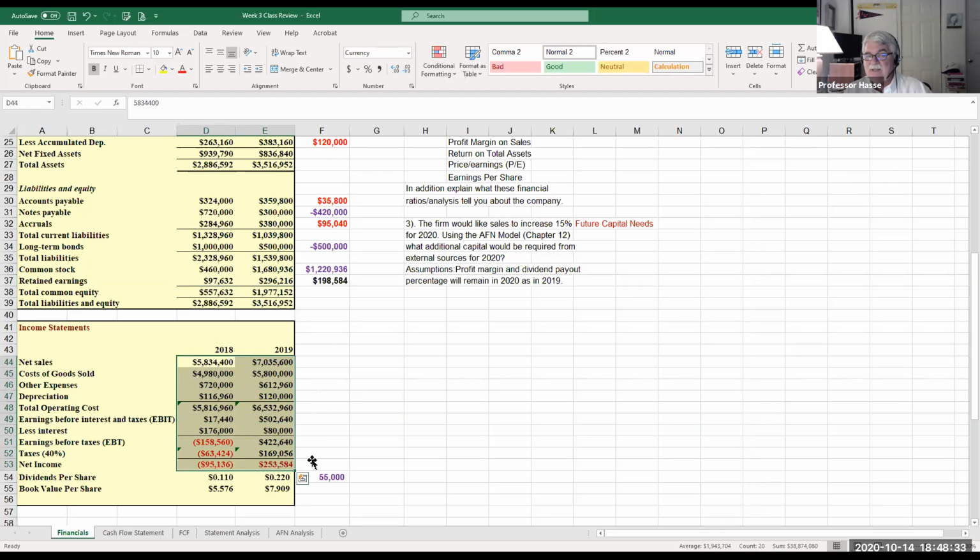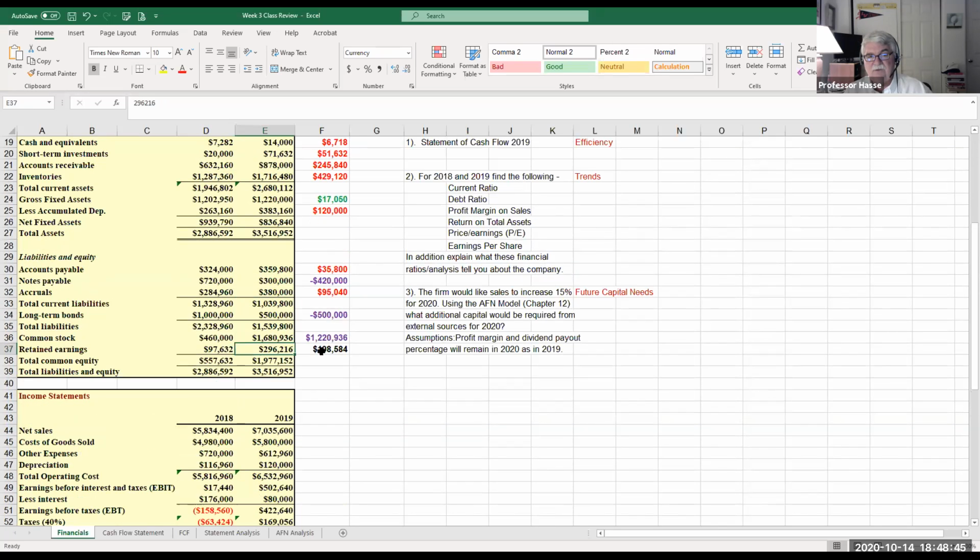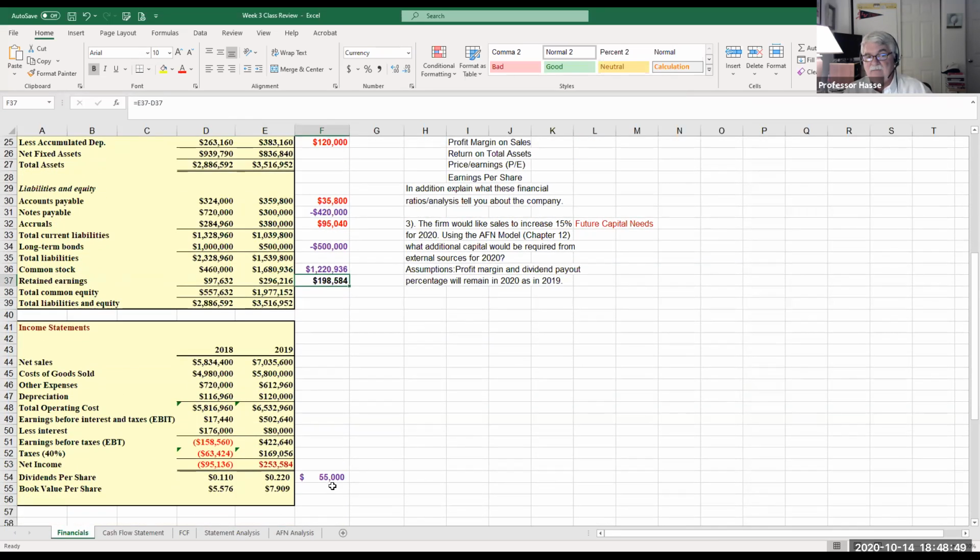And in 2019, when they zeroed them out, $253,584 ended up in retained earnings. Wait a minute, Mr. Hasse, the delta in retained earnings between the 2 years is 198,000. Why? I have to close out the dividend account as well. Money going out. So I close out the dividend account also to retained earnings.